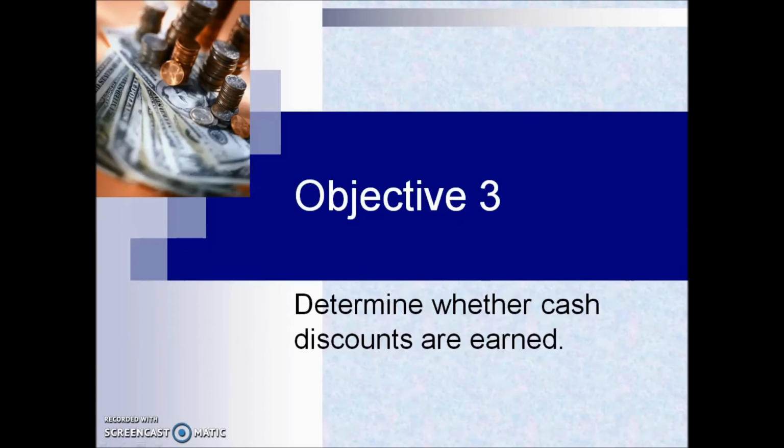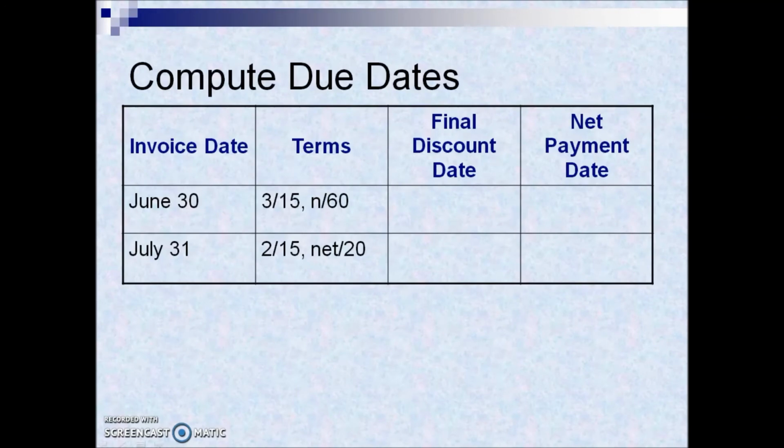So let's determine whether cash discounts are earned. In this table, they're asking us to find the final discount date. The invoice date in this first example was June 30th. The terms are 3/15/60. So we have 15 days from the invoice date to still be eligible for a 3% discount.